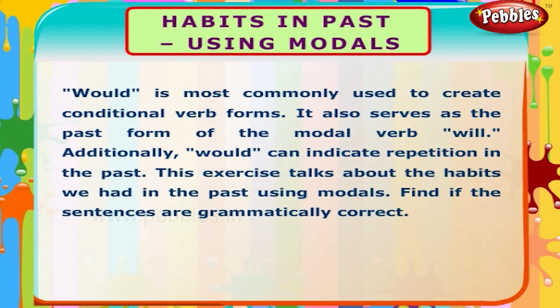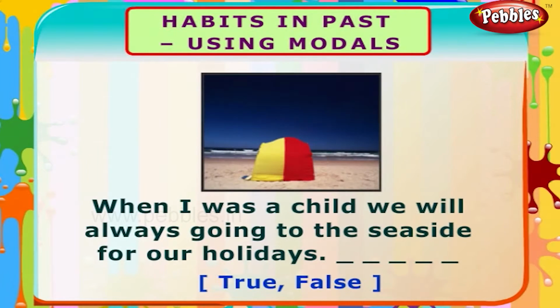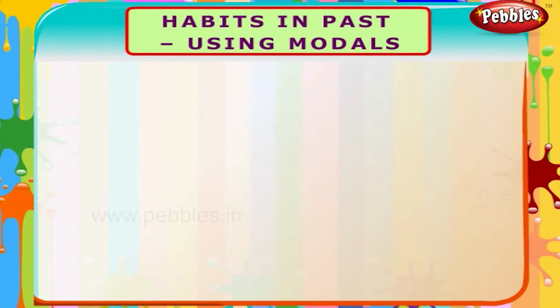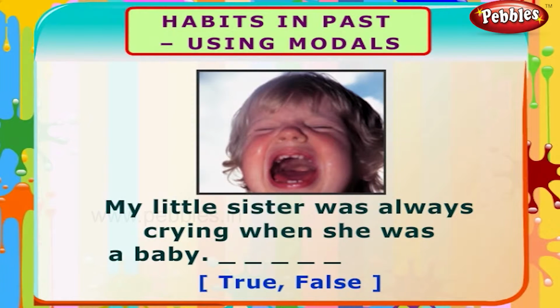Find if the sentences are grammatically correct. When I was a child, we were always going to the seaside for our holidays. False. My little sister was always crying when she was a baby. True.